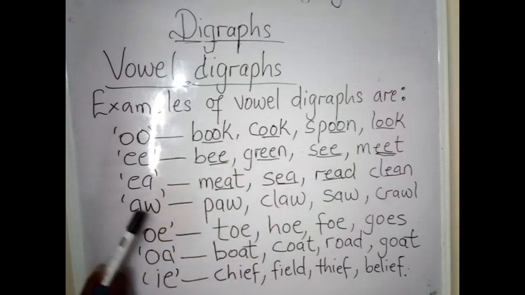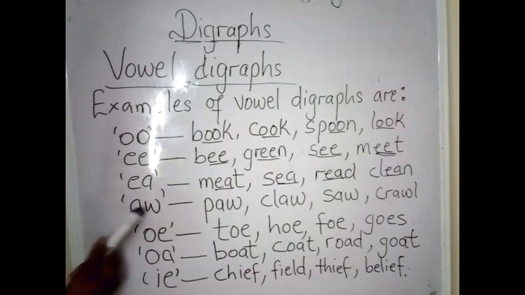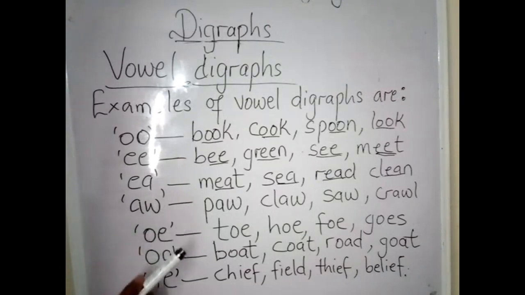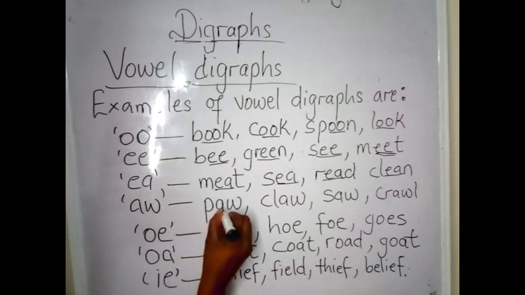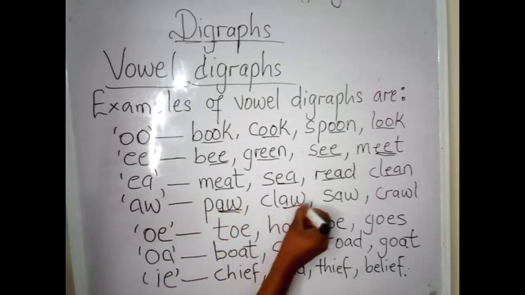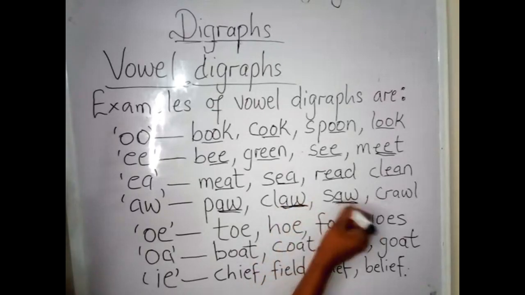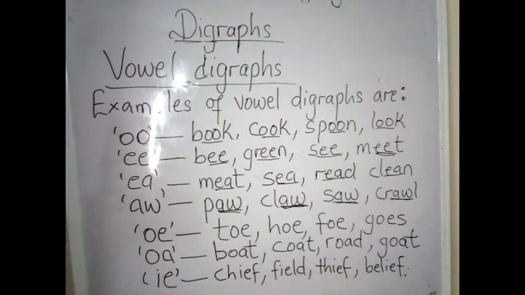Now the next one is the letters A and W. Well, this is not actually a vowel sound, but because the W sound is almost silent, it's considered part of the vowel digraphs. So we just consider it here. A and W, the two combine to form the O sound, as in paw, the paw of a cat. Claw, saw, crawl. Paw, claw, saw, crawl.